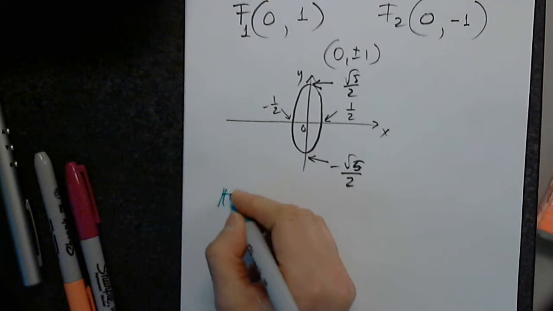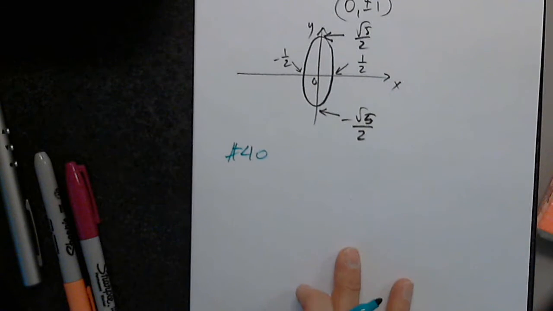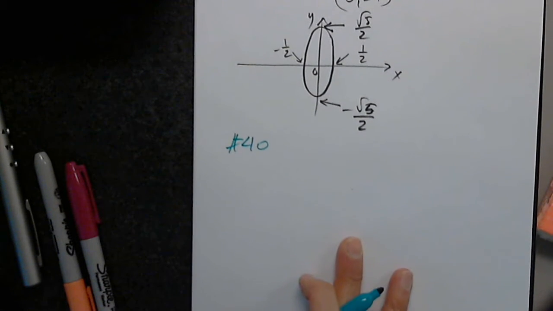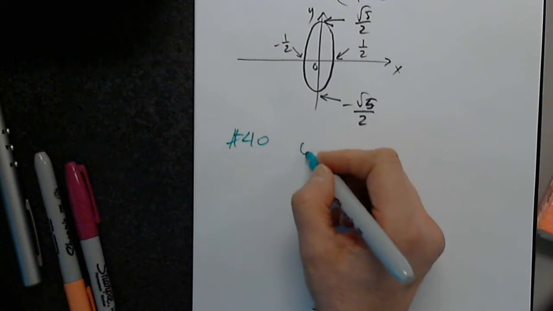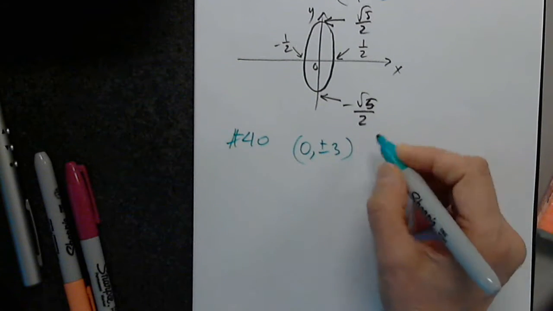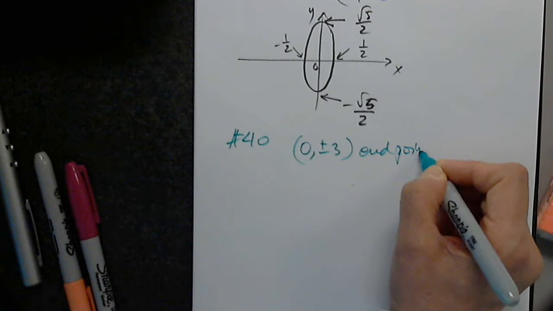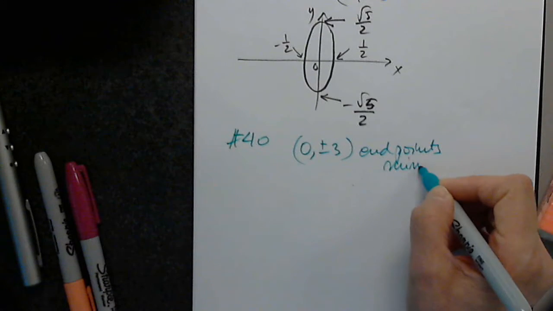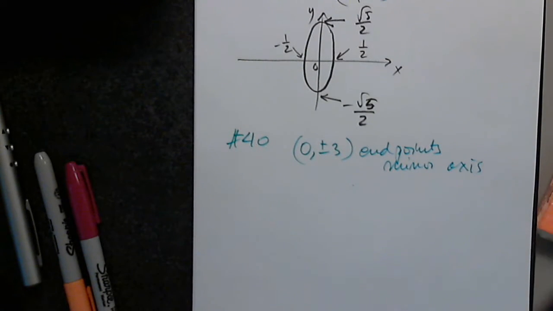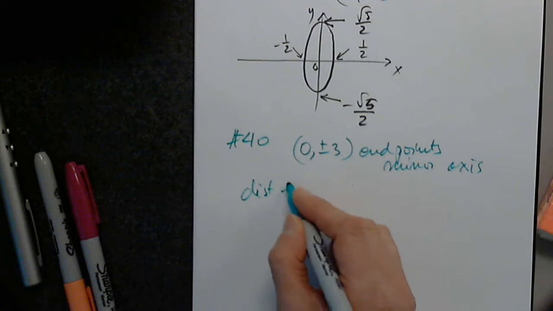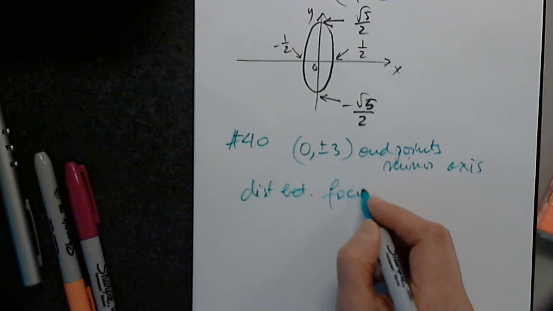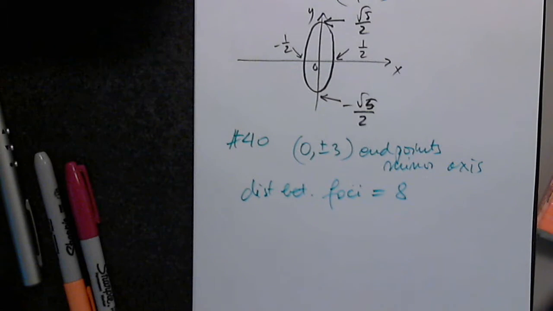Okay, 40. We are given endpoints of minor axis, 0 plus or minus 3. Endpoints, minor axis. Distance between foci, 8. Find an equation for the ellipse that satisfies the given conditions.